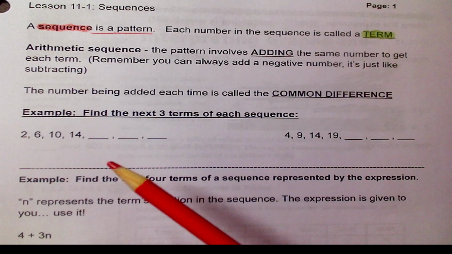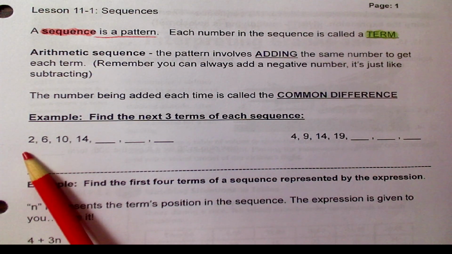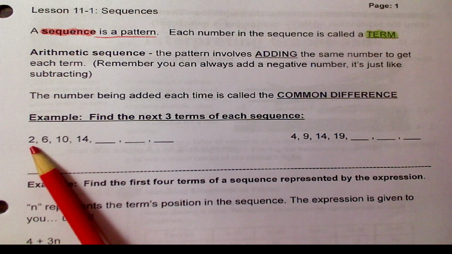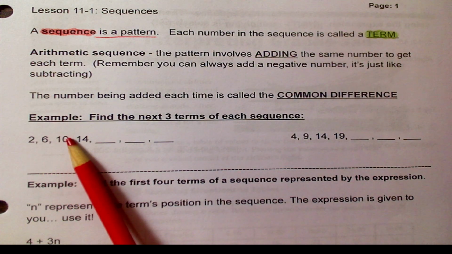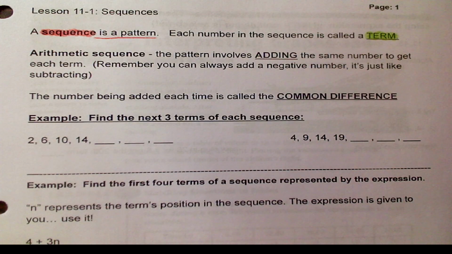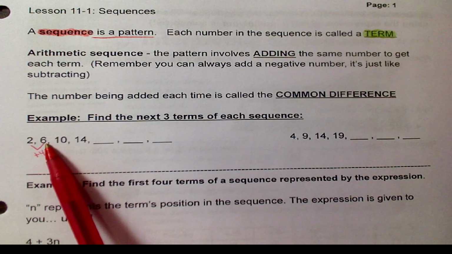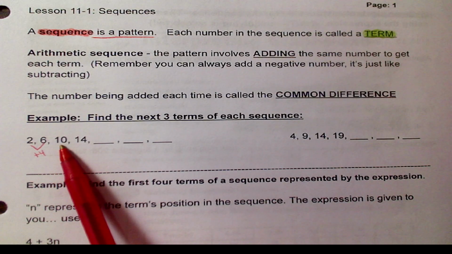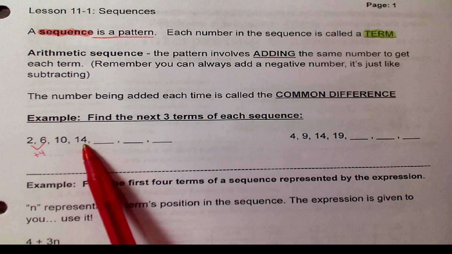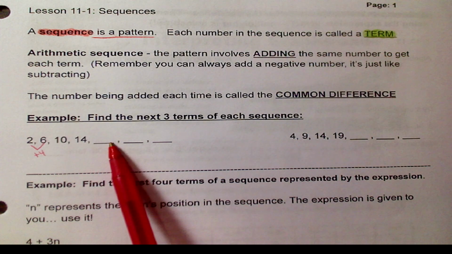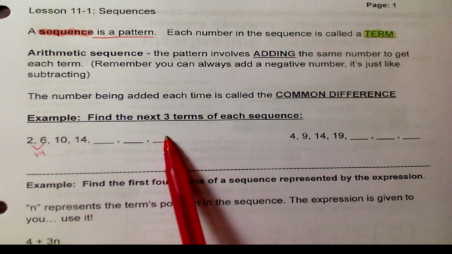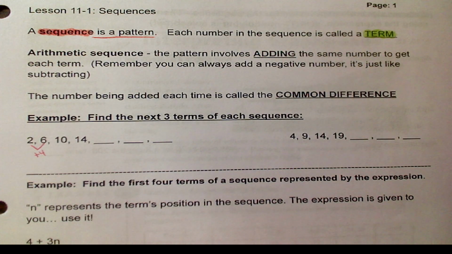So let's go find the next three terms of these two sequences. Let's see here, 2 jumps up to 6 and then up to 10. I think you see what's happening there. We had a 2 having 4 added to it, and that got a 6, and then the pattern repeated itself. 6 plus 4 is 10, 10 plus 4 is 14, and now we can just keep adding the same thing each time. We're just going to continue to add 4.